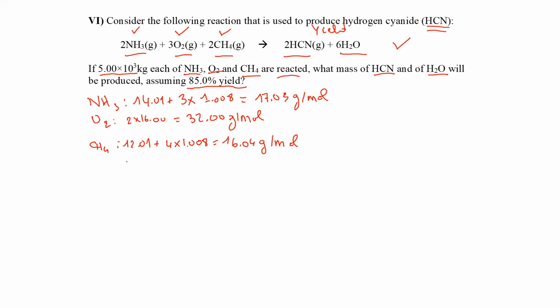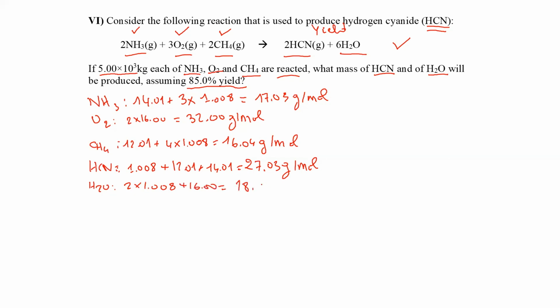Okay, we need the molar mass of hydrogen cyanide, so 1.008 plus 12.01 plus 14.01, and this is equal to 27.03 gram per mole. We also need the molar mass of water. This one you know by heart by now. So 2 times 1.008 plus 16.00 is equal to 18.02 gram per mole. So we have all of our molar masses. This is good. Check. Since we have the masses of our reactants, we can calculate the number of moles.